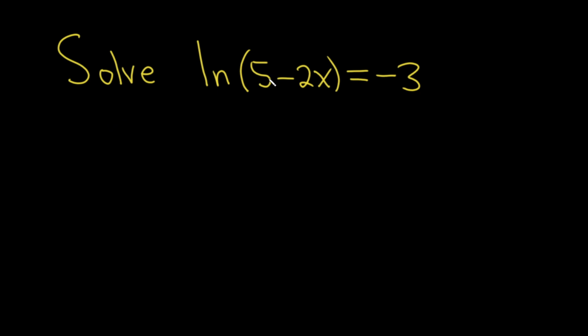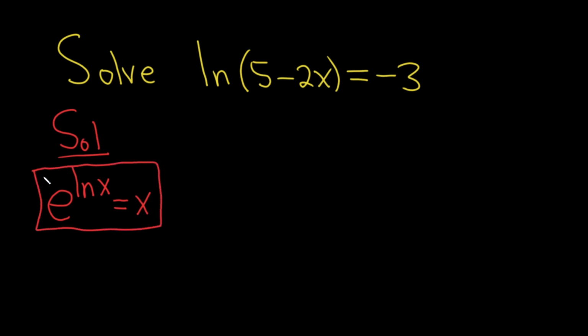Solve the natural log of 5 minus 2x equals negative 3. Solution. So we have to get rid of the natural log. In order to do that, we're going to use a very powerful formula that says if you have e to the natural log of x, that's equal to x. Super useful to know and super useful to use in problems like this.